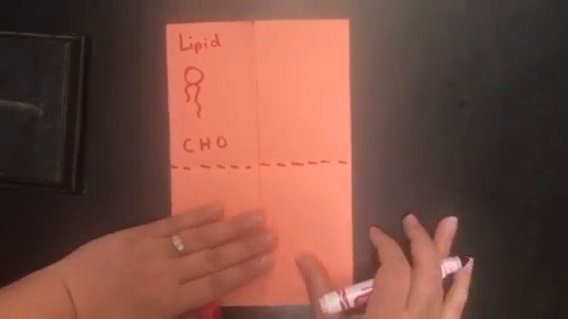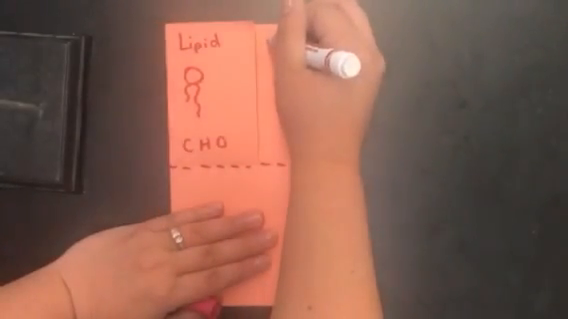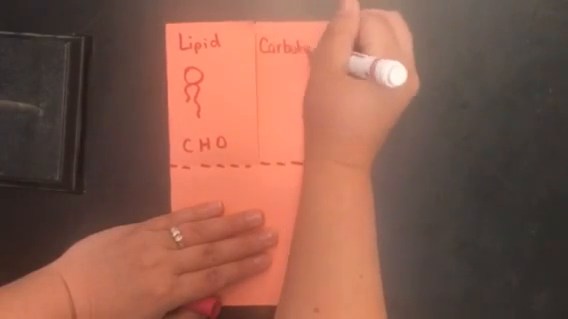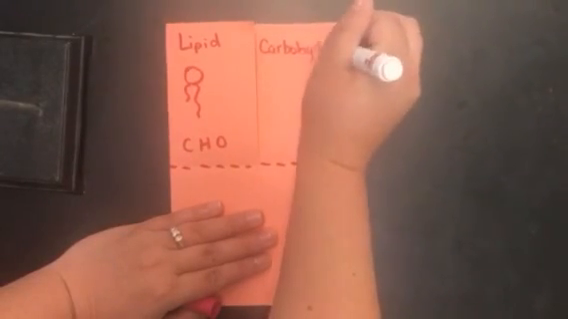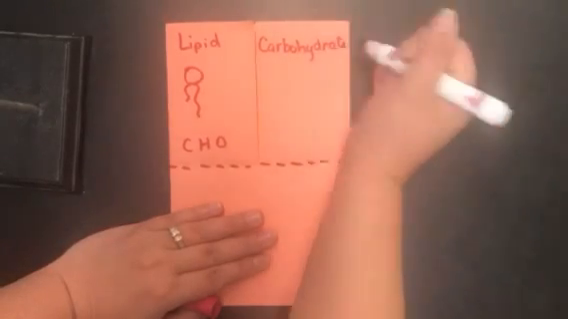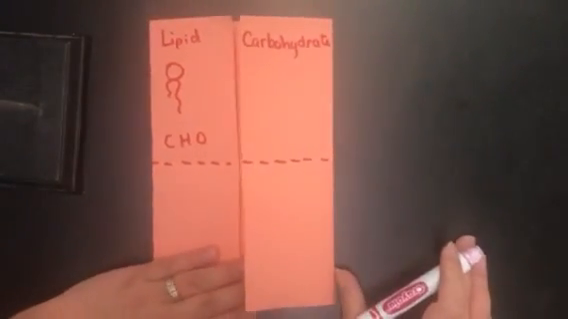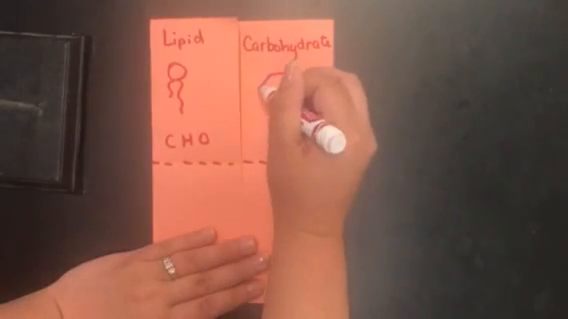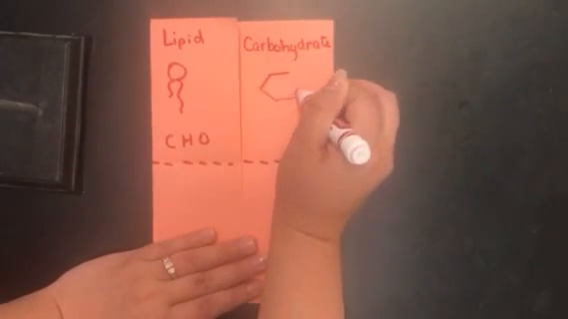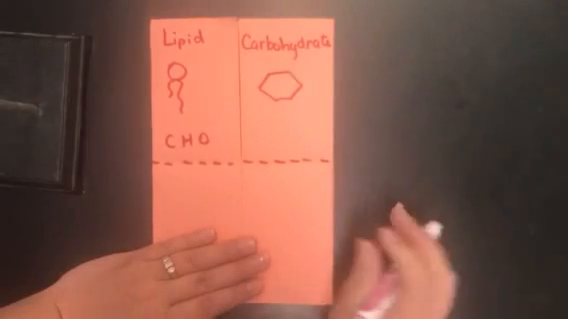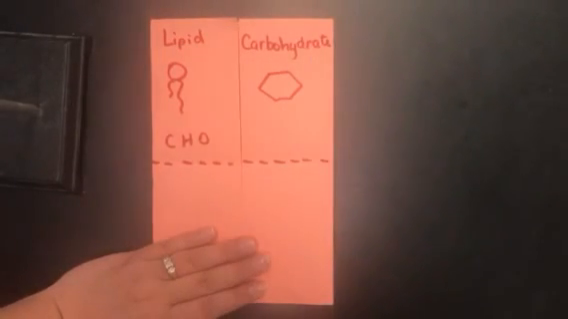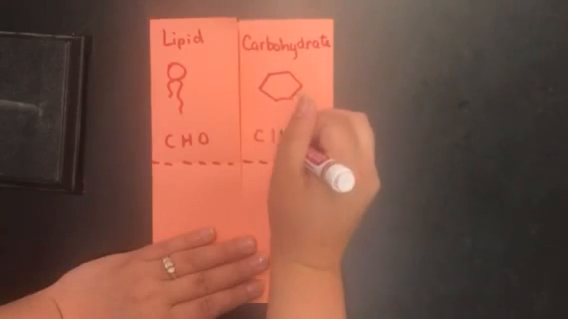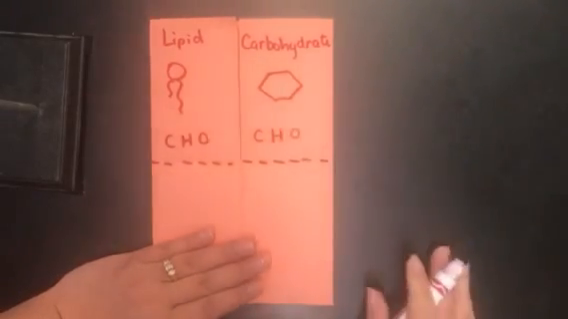Okay. The next biomolecule you need to learn is a carbohydrate. Okay. And usually we see carbohydrates in the shape of kind of like a hexagon, which I'll talk about more. And the elements that they use are carbon, hydrogen, and oxygen.